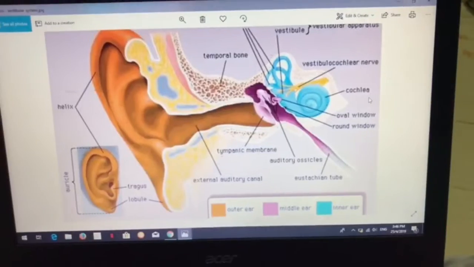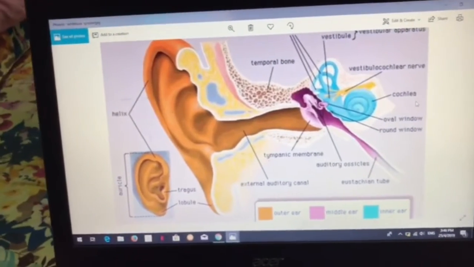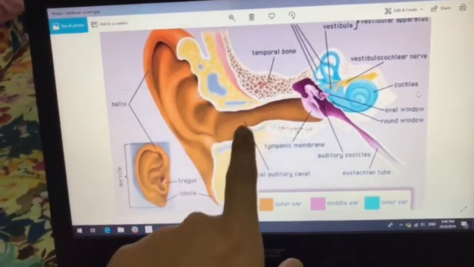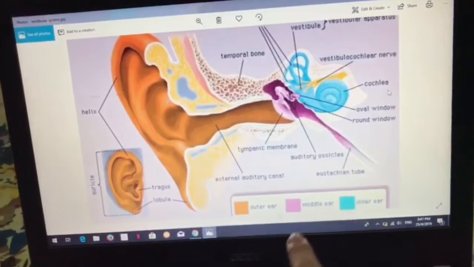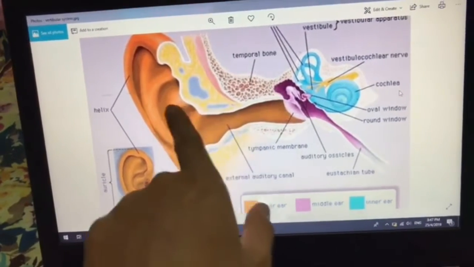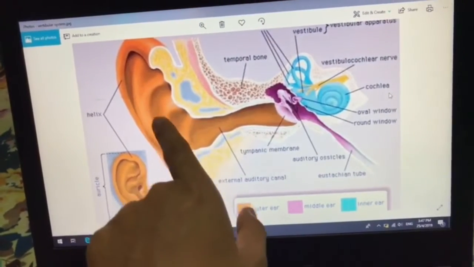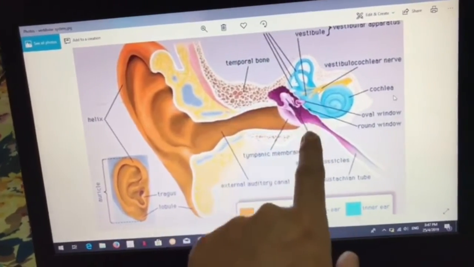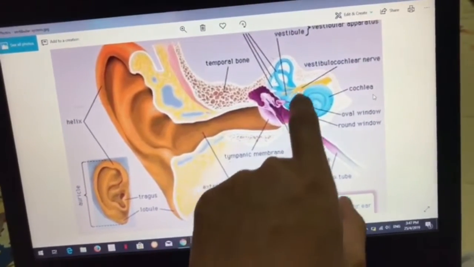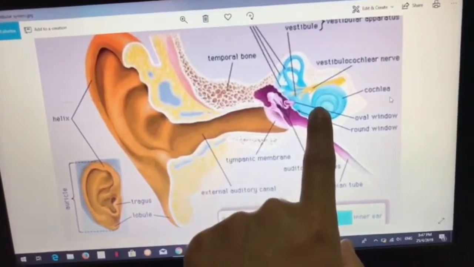I am from 4E. Today I'm going to explain to all of you the illustration of the vestibular system. So basically the system is in our ear. Today I have the picture of the vestibular system. Here, if you can see, there are three parts. The first part is the outer ear, which is the orange one, the purple is the middle ear, and the blue one is the inner ear.